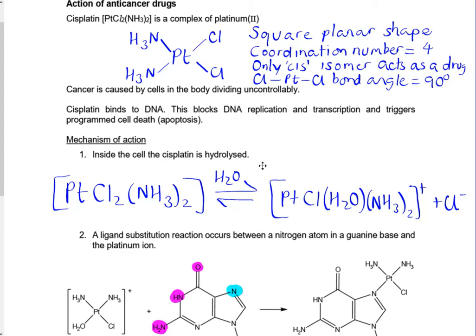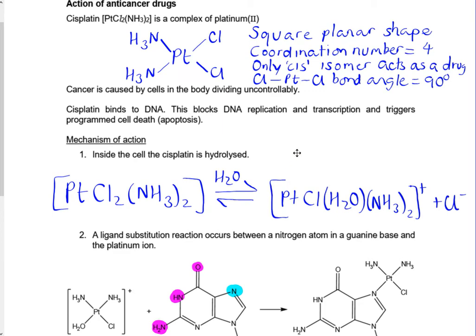Because the cisplatin is neutral electrically, it can pass through the nonpolar cell membrane. Inside the cell, the cisplatin is hydrolyzed. That's breaking a bond using water, and the platinum ion-chloride ion bond is broken and one of the chlorides is replaced by a water. You can see that this reaction is an equilibrium.